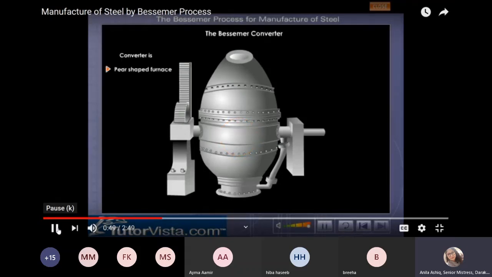The converter is a pear-shaped furnace about 20 feet high and 10 feet in diameter. I want you to please note down that this Bessemer converter is a pear-shaped furnace which is 20 feet high and 10 feet in diameter.